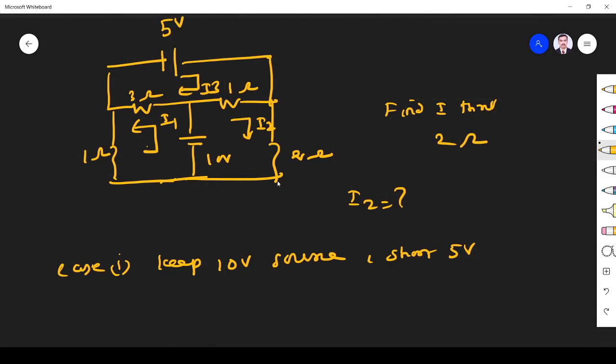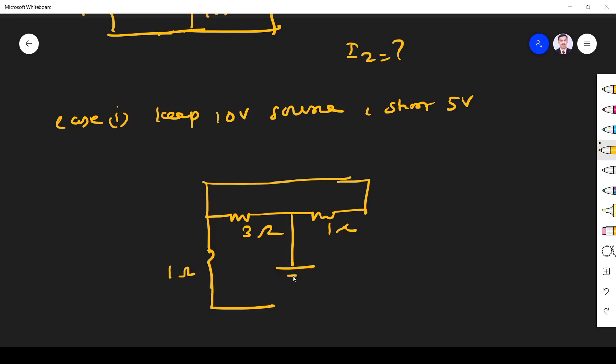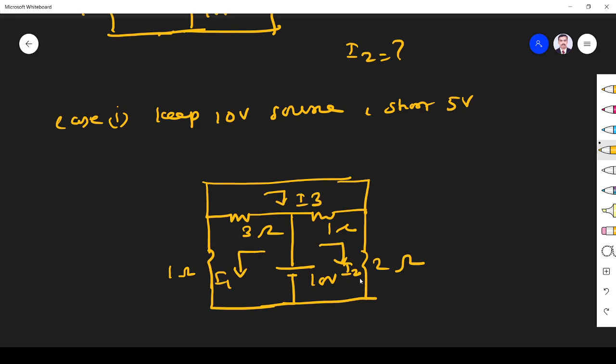The circuit becomes, this one will be shorted, and this will be as it is. So what will happen? I short this, and it will be like this. The same circuit will be maintained here: 3 ohm, 1 ohm, and here as usual 1 ohm. This is 10 volt, 3 ohm, 1 ohm, 2 ohm, with I1, I2, and I3. I have to find I2.